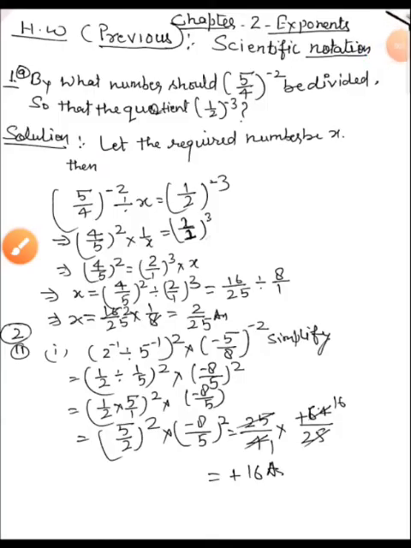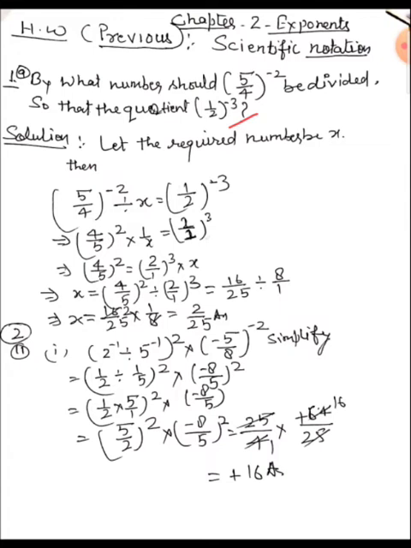Firstly, we'll discuss the previous homework. Do you know what the previous homework was? The previous homework was to solve exercise 2b, questions number 9 and 11. So question number 9: by what number should (5/4) raised to power minus 2 be divided so that the quotient is (1/2) raised to power minus 3?